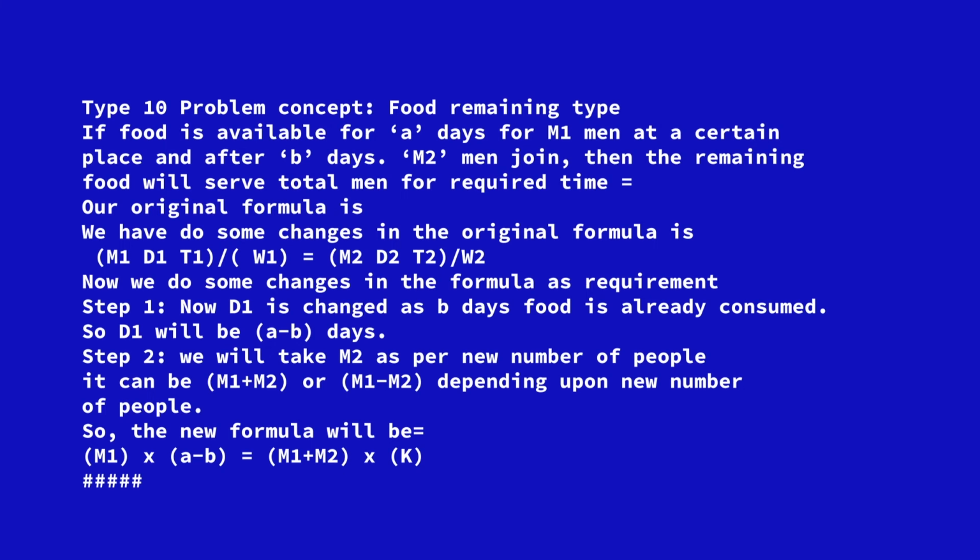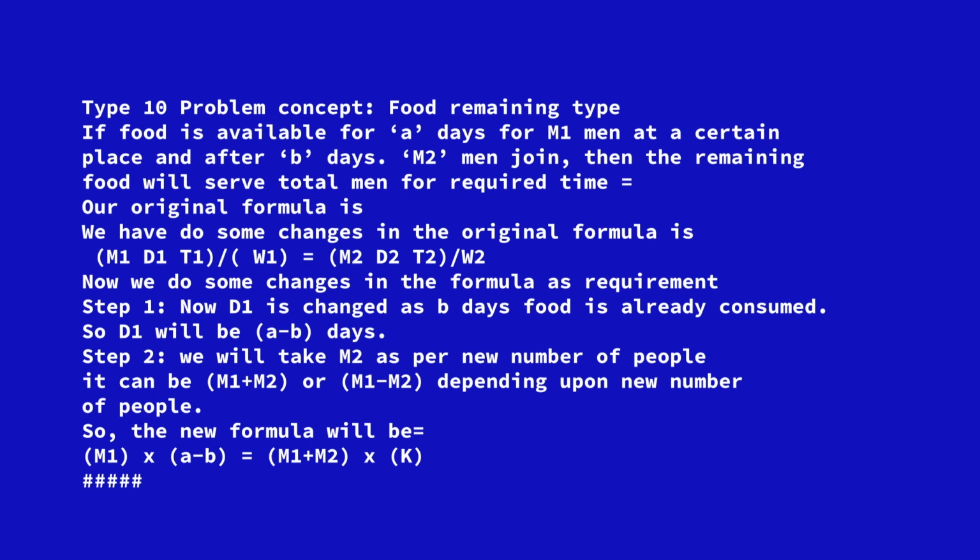If food is available for A days for M1 men at a certain place and after B days M2 men join, then for how long will the remaining food serve the total men? We'll use our original formula M1 D1 T1 divided by W1 is equal to M2 D2 T2 divided by W2. Now we are going to make some changes in the formula, and we'll use the steps.